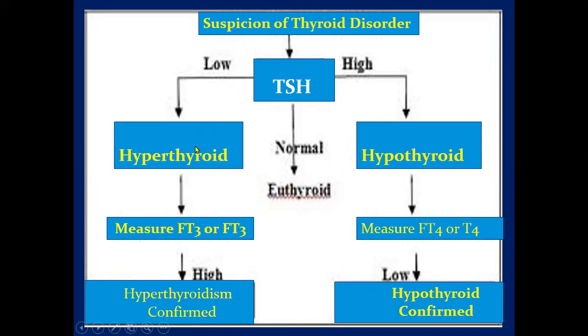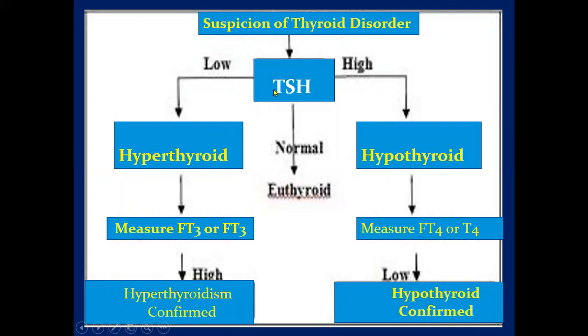Presently, we are discussing hyperthyroidism and hypothyroidism. If TSH is low, the patient will be having hyperthyroidism. Then we'll have to measure FT3 or FT4, and if they are high, then hyperthyroidism is confirmed. In contrast, if TSH is high, then it is hypothyroidism. Then we'll have to measure FT4 and T4. If they are low, then hypothyroidism is confirmed.